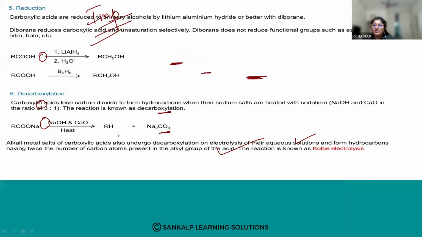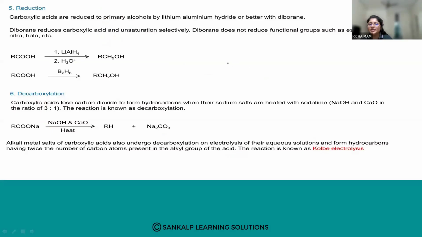Next is reduction. Carboxylic acids are reduced to primary alcohols by using lithium aluminum hydride or with diborane. So you can see carboxylic acids are there. We are using lithium aluminum hydride followed by acid hydrolysis. You are going to get what? Primary alcohol. Similarly, you can use diborane also. You will get primary alcohol. So you can do reduction, addition of hydrogen.